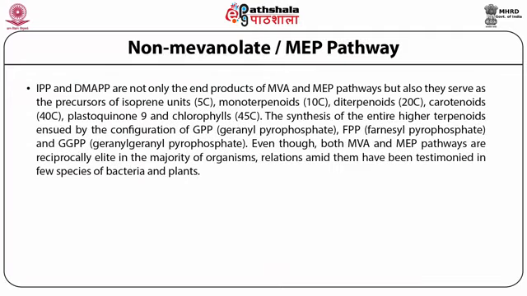The isopentenyl pyrophosphate and dimethylallyl pyrophosphate are not only the end products of the mevalonate and non-mevalonate pathways, but also they serve as the precursors of isoprene units.